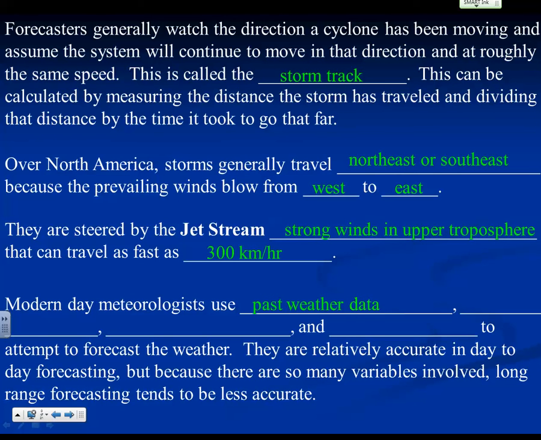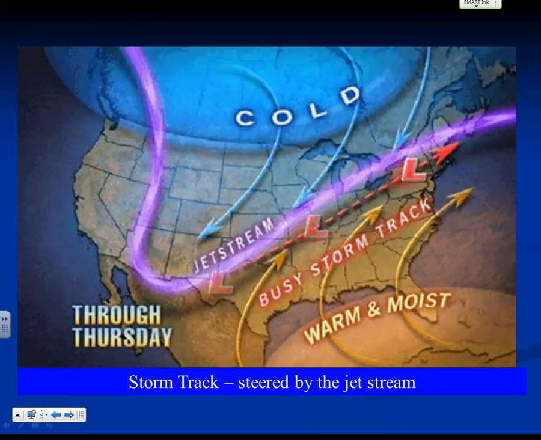Modern day meteorologists use past weather data, weather instruments, weather satellites, and really big computers to attempt to forecast the weather. They're relatively accurate in day-to-day forecasting, but because there are so many variables involved, long-range forecasting tends to be less accurate. If you guys look at the news, those 10-day forecasts are just kind of a rough ballpark. You can't go out 10 days and get an accurate forecast. But the 24-hour forecast is very accurate for the next day.